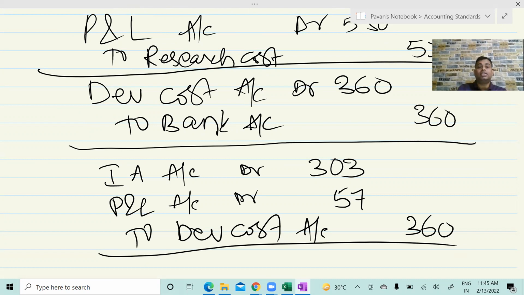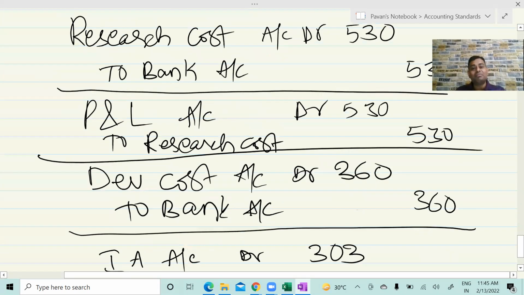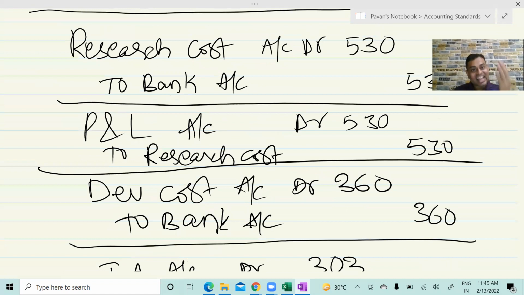Sir, if this is a correct and easy way of understanding, why will ICAI not teach this journal entry? They will give a two-paragraph answer. Even you have to write the two-paragraph answer only. If you write this journal entry, do you think you will get marks? No. This is correct, but still you will not get marks, because they love big answers.